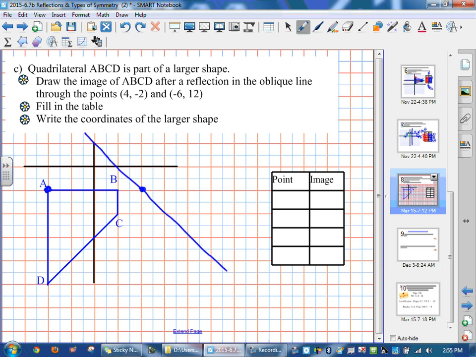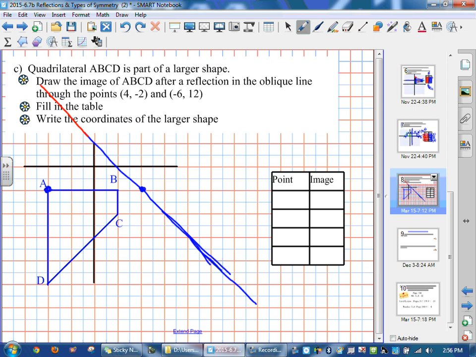So again, when you're reflecting things like this, if you don't have parchment paper, all you're going to do is count how many spaces away it is from the line. Then you take a 90-degree turn and go the other way. So watch carefully. On this one, I'm going to take A, and if this was way up here, I'm going to count how many spaces away it is from the line. 1, 2, I'm actually counting by 2s, so it's actually 4. Here would be 6.